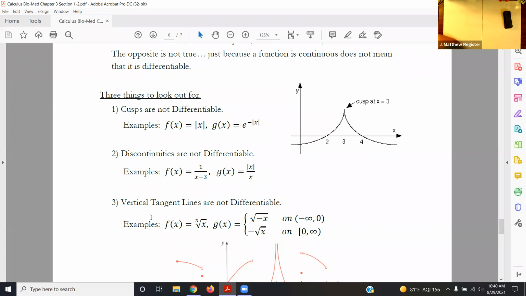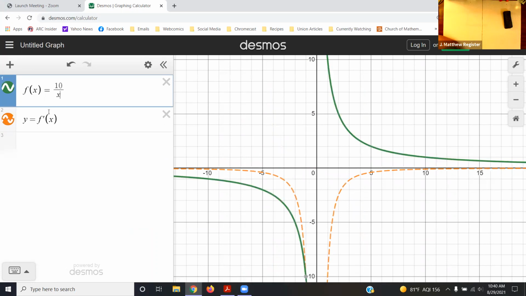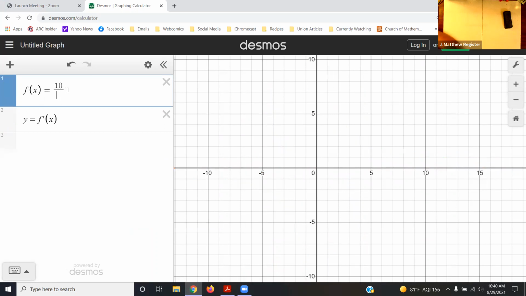Another one is vertical tangent lines. And these are a little bit weirder. And so let's take a look at the cube root of x to see what this looks like. And so if we look at, let's hide this one, the cube root of x, that would be x to the 1/3 power.